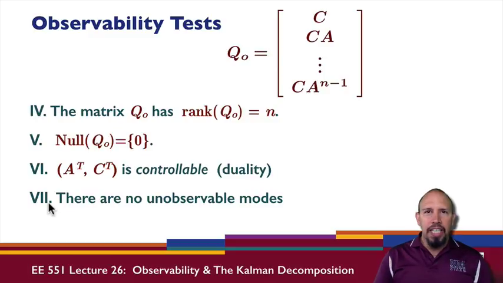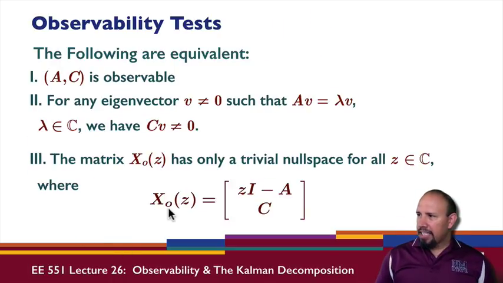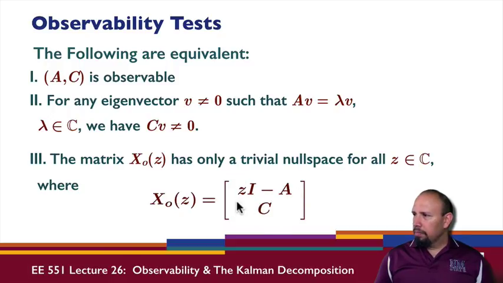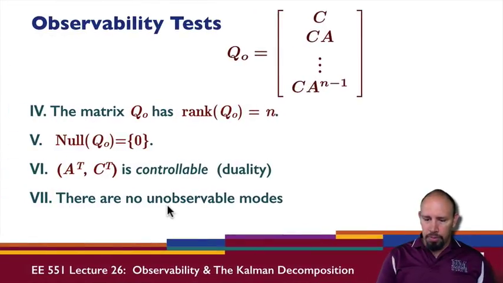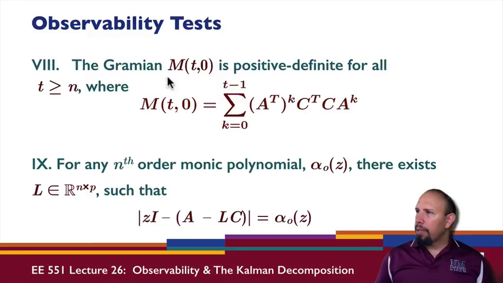In the same way that we defined uncontrollable modes, that is, we had an XC, and the values of Z for which this dropped rank, in the same way we have the same kind of thing. Any mode that makes this drop rank, have rank less than n, then any Z that does that is an unobservable mode. And so what this says is there are no unobservable modes. We can also define a Gramian, the Gramian M, which is of this form, that is positive definite for all t greater than or equal to n.